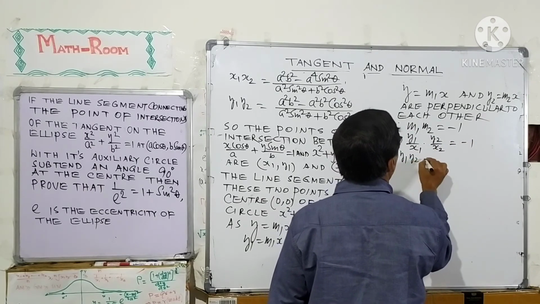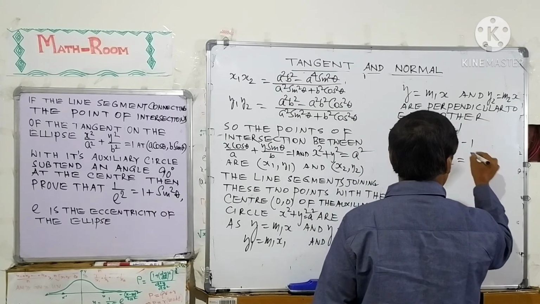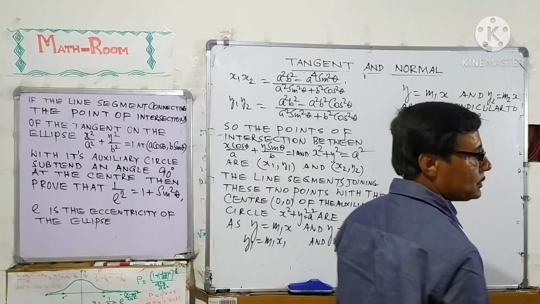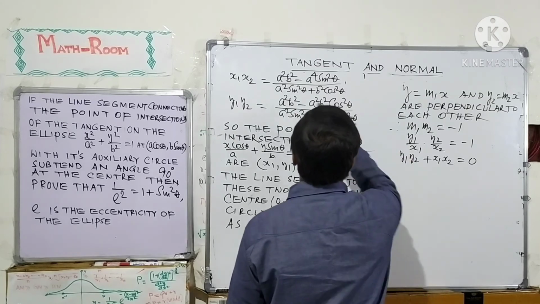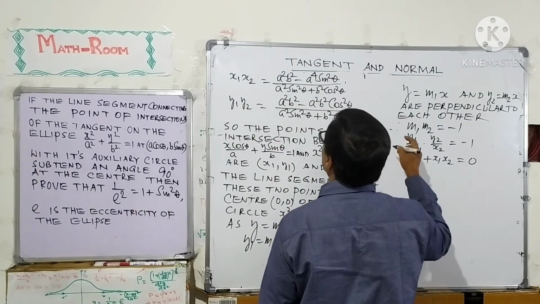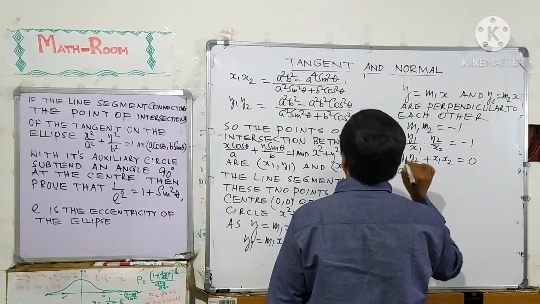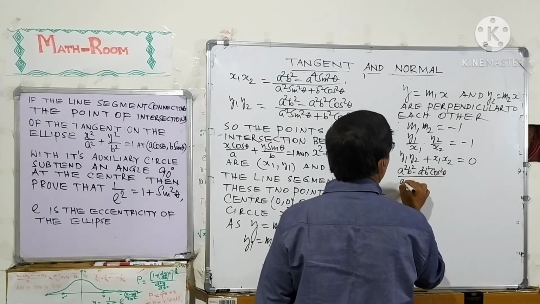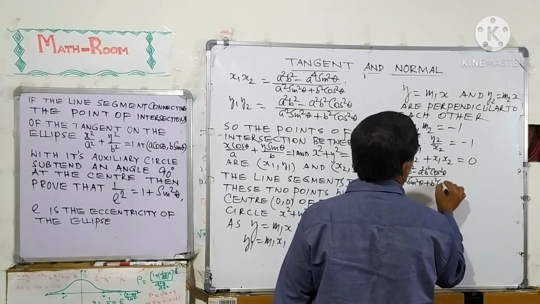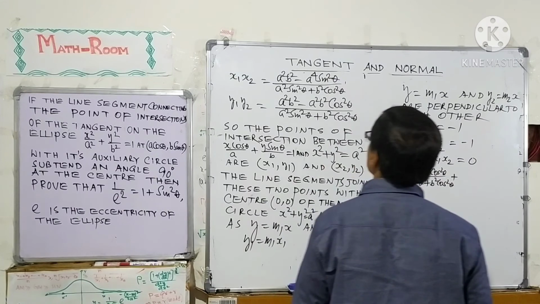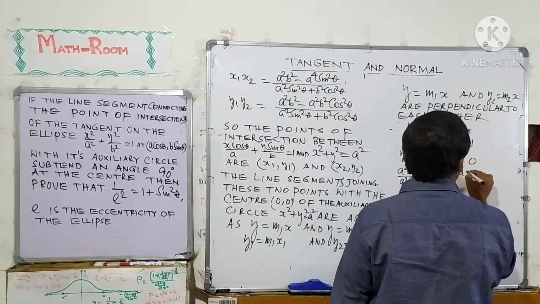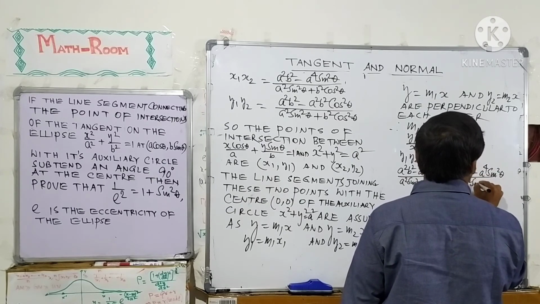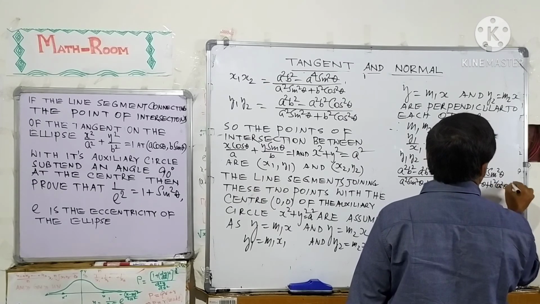So, y1 y2 plus x1 x2 equal to 0. We have already got the values of x1 x2 and y1 y2, so we put these values in. The value of y1 y2 is a square b square minus a square b square cos square theta over a square sin square theta plus b square cos square theta, plus x1 x2, whose value we also got as a square b square minus a4 sin square theta over a square sin square theta plus b square cos square theta, equal to 0.